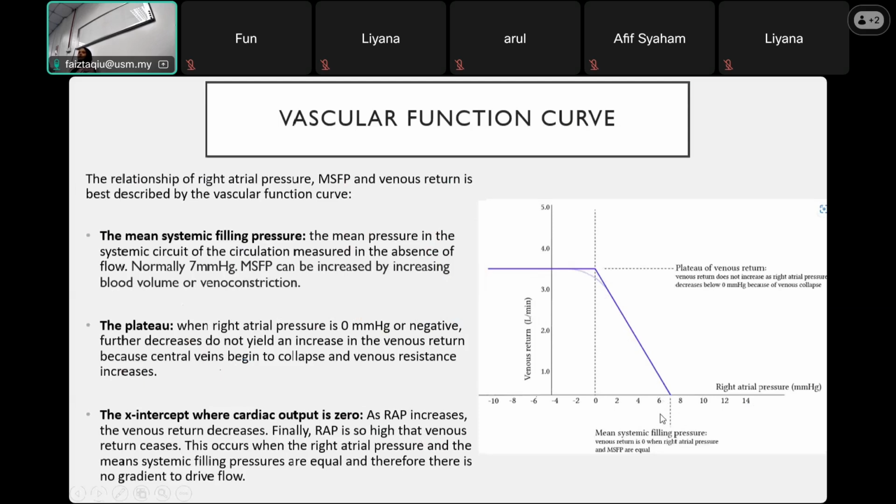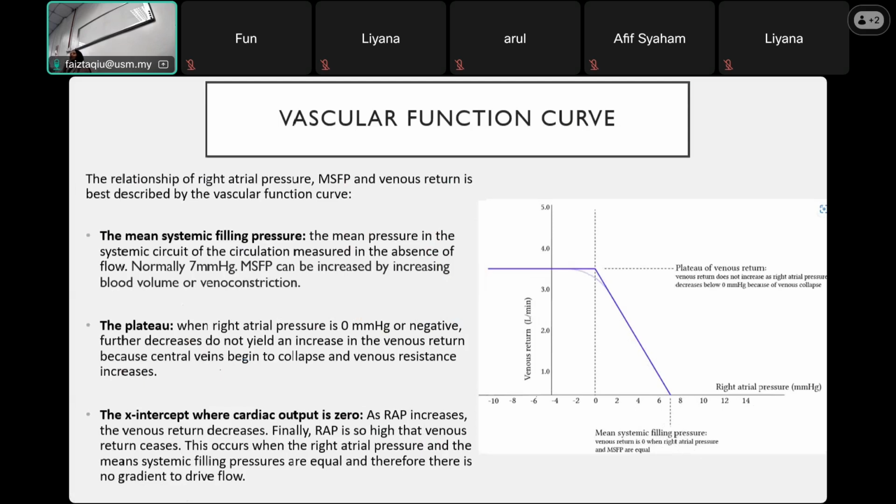So this occurs when the right atrial pressure and the mean systemic filling pressure are equal. There is no driving pressure into the right atrium, and there is no flow here when the mean systemic filling pressure is 7 mmHg. Betul. This concept, you kena balik, you kena be able to explain it to yourself, right? Vascular function curve is a bit complicated, tapi that's why you kena practice.